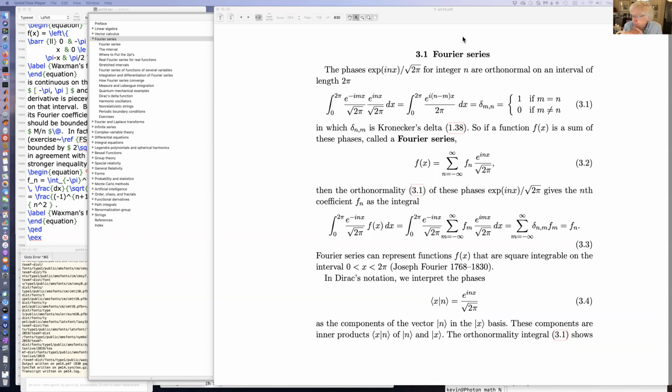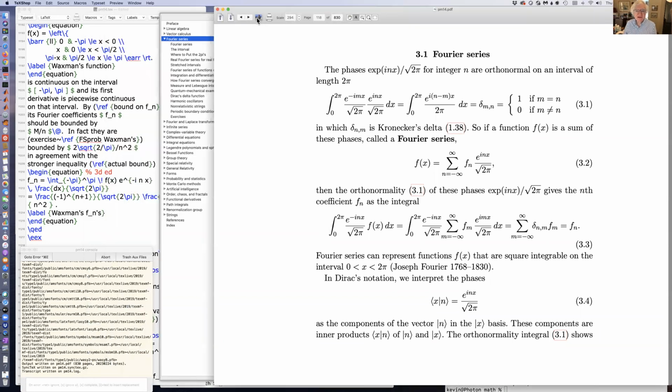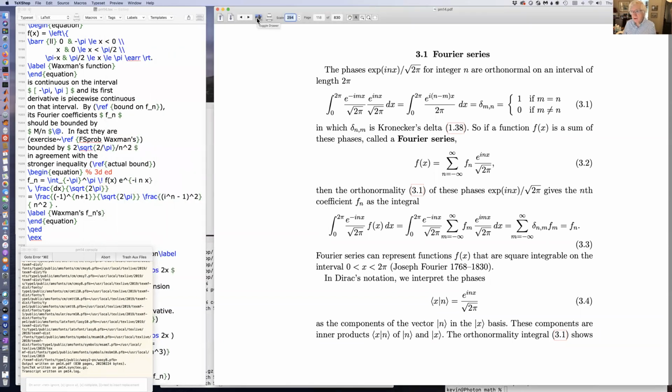So I'm going to review some of the things that I said about Fourier series because they're so important. And also I'm going to drill down on one of the topics in the very beginning of the chapter on Fourier series.